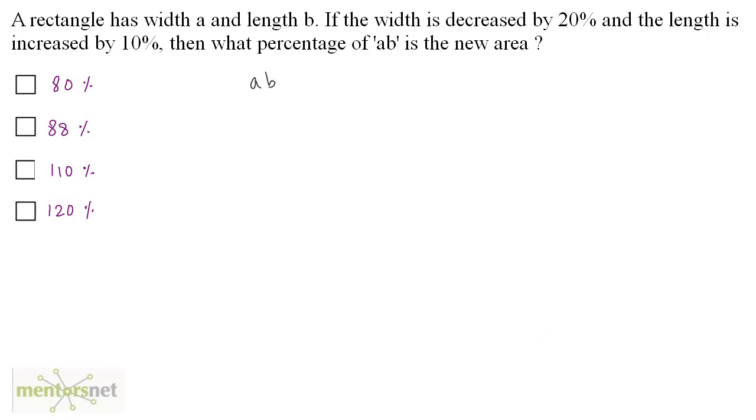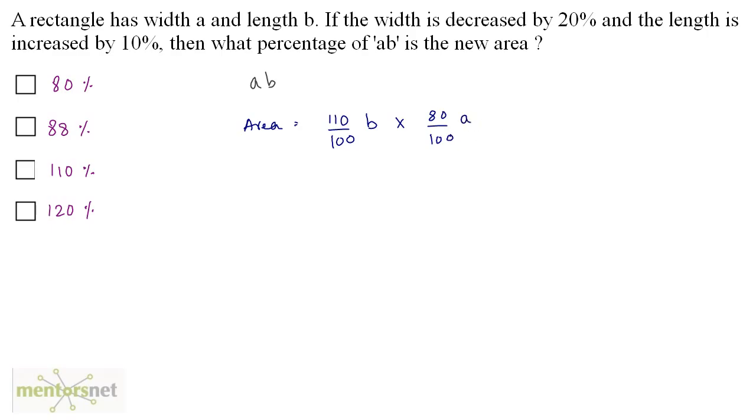Now let us calculate the new area. The length is increased by 10%. So this B is increased by 10%. That means 110% of B. So 110 upon 100 times B. Now the width or the breadth is decreased by 20%. So 100 minus 20% of A, and that's 80% of A. So 80 upon 100 times A.